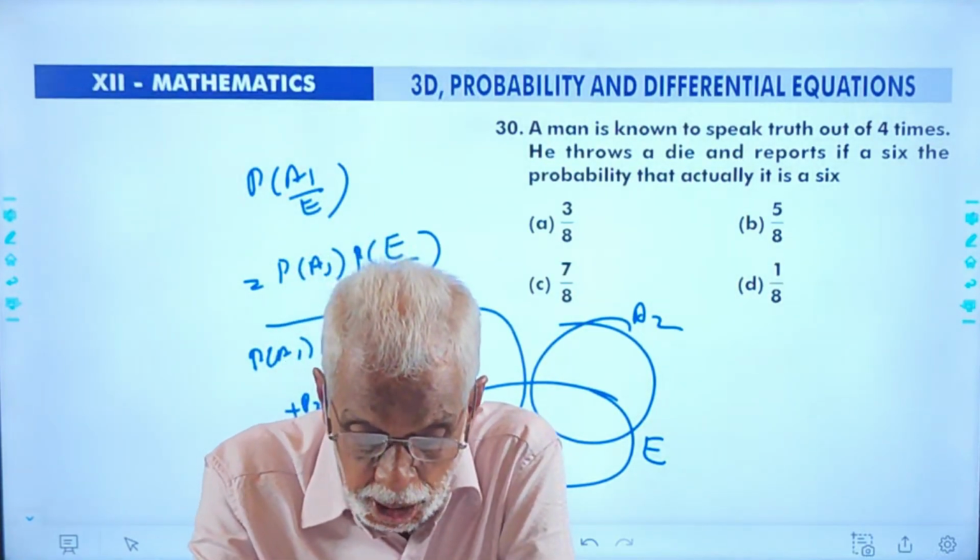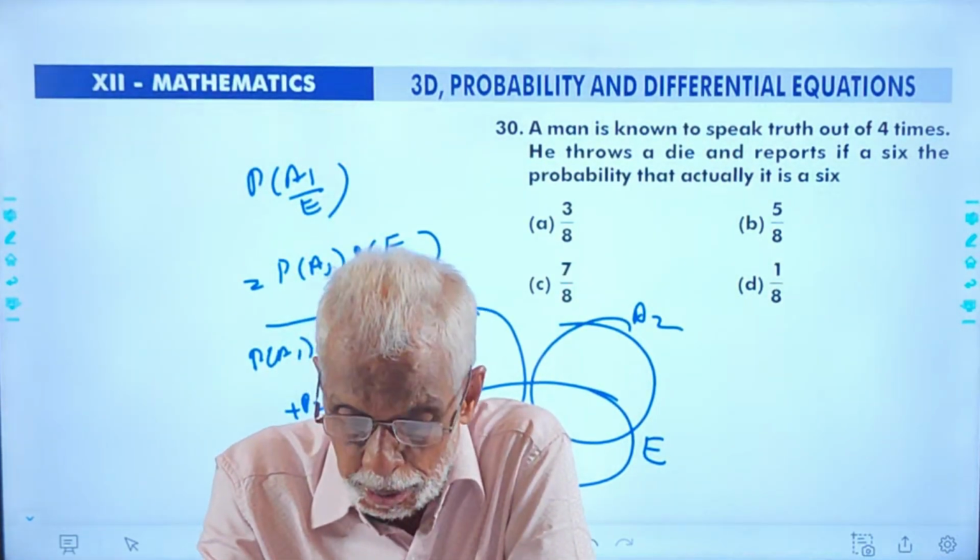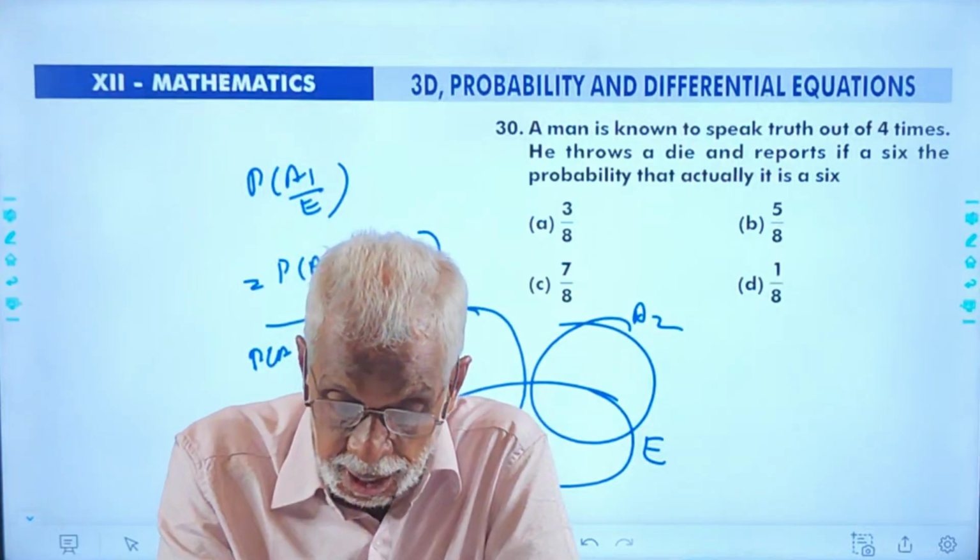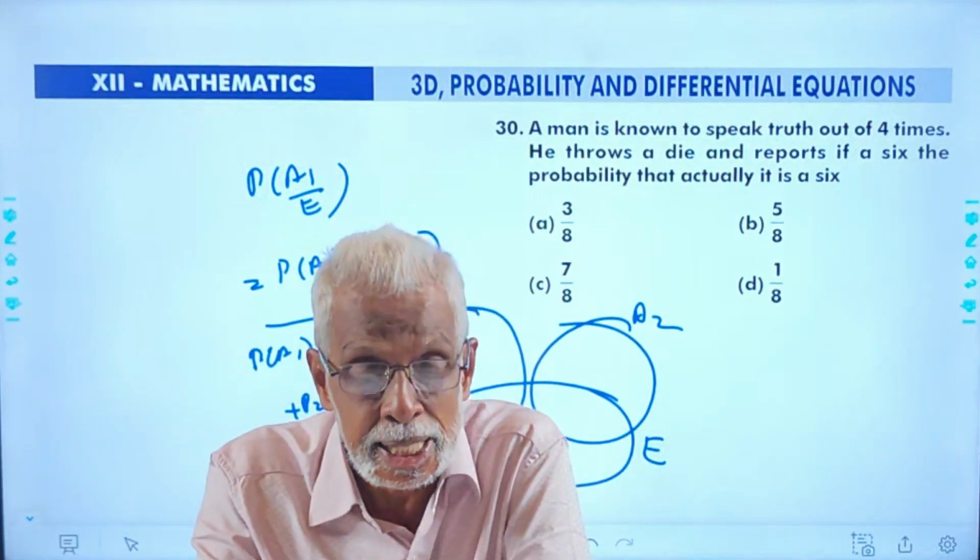which is equal to 1 minus 3 by 4, 1 by 4. And P of A1 is 1 by 6, it is given in the question.